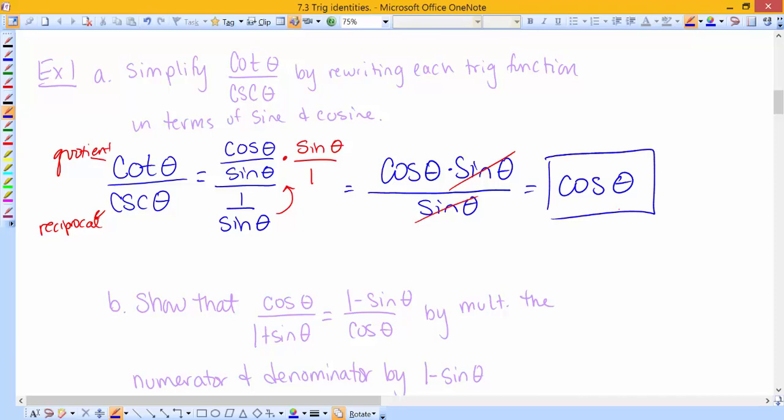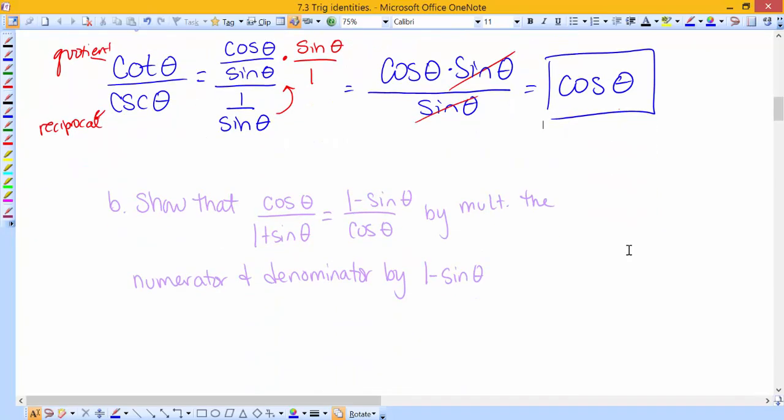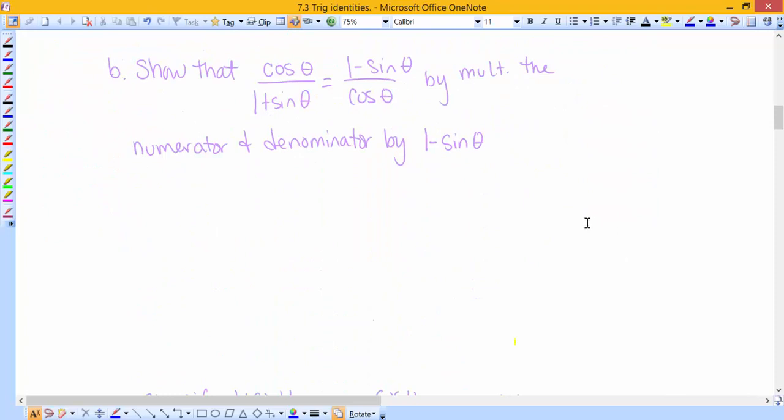What's nice with establishing the identities is you actually know when to stop. Where here we're just going to keep going and going and going until we can't anymore. With establishing, we know when to finish.